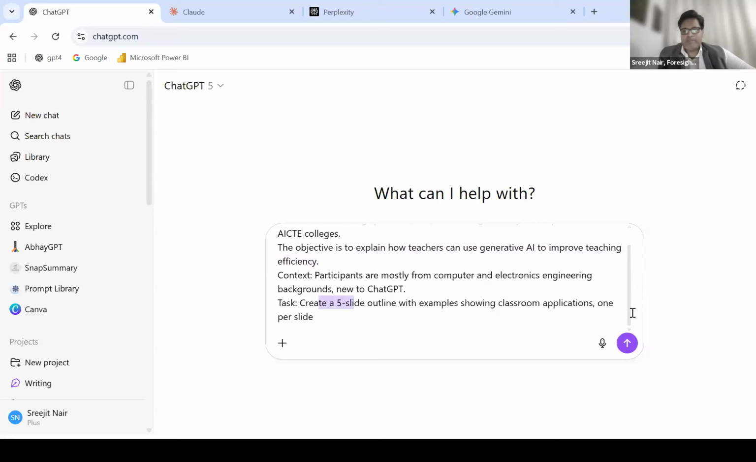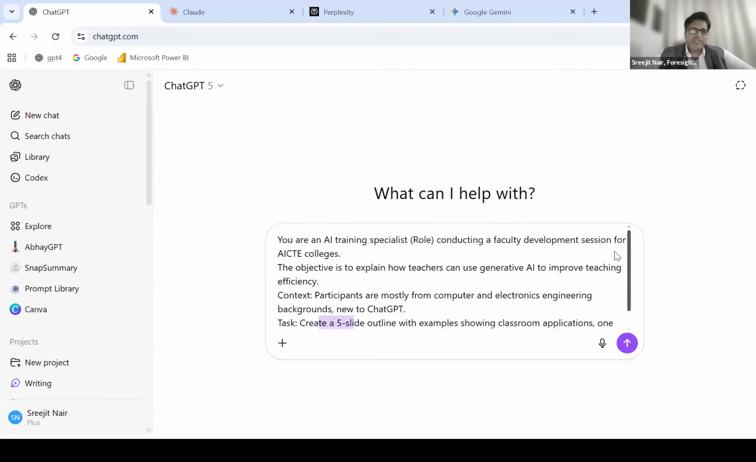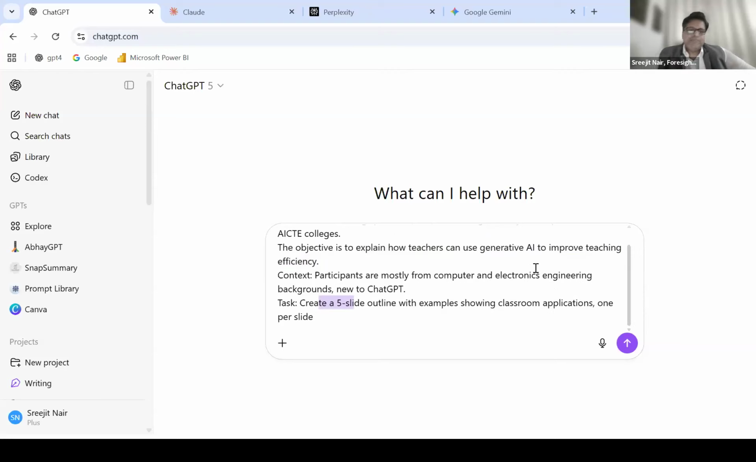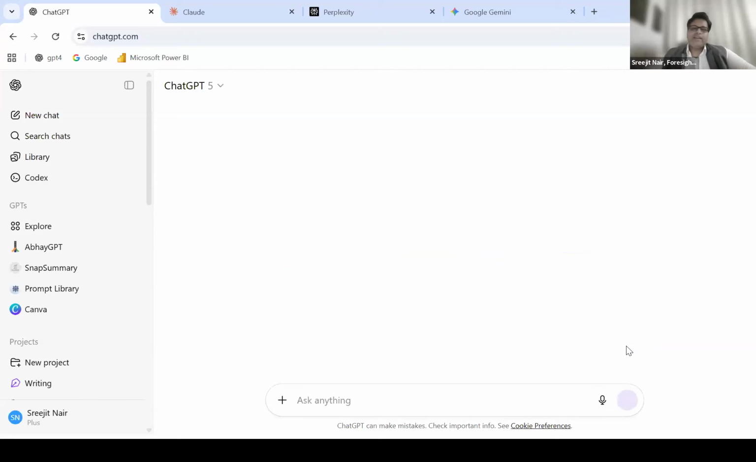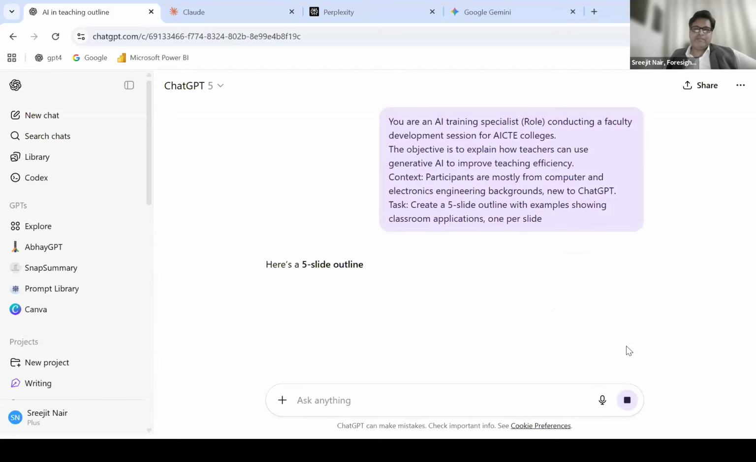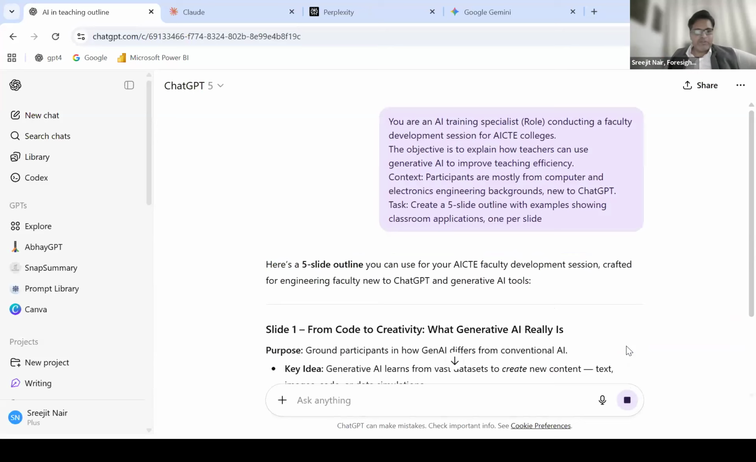So this becomes a prompt. What we are using here is a role, any role. Within the role, what exactly is the objective, what is the context, and what is the task that you want the large language model to achieve. We will share it and it will go through the detail.